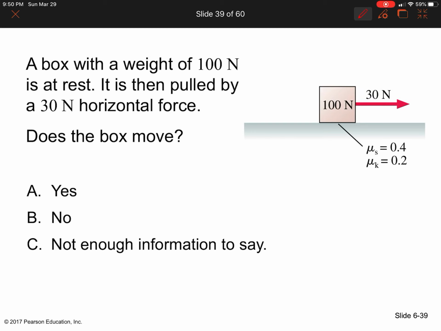So this quick check is saying you've got some sort of rope or something that's pulling this box that's 100 newtons and it's at rest, and it's pulled by 30 newtons of force. So it wants to know if the box moves. Well, it's giving us coefficients for both static friction and kinetic friction.